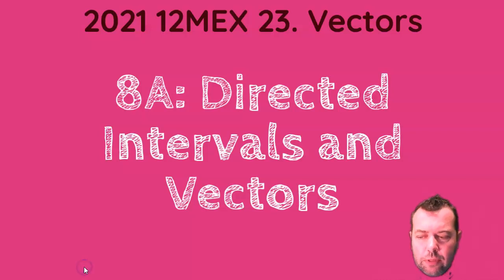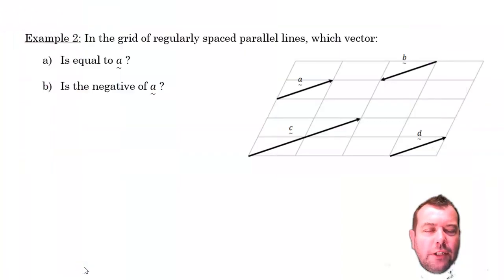Okay, so here we are with vectors, and a vector has magnitude and direction, right? How far it goes and which direction it's going. We're going to jump straight into an example here.